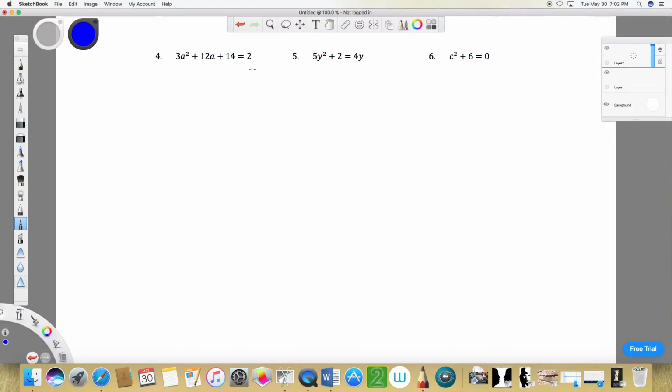It's not in standard form, so that's the first thing we want to do: rewrite this in standard form so that we can identify A, B, and C. Subtract 2 from each side. Now I notice that all of these are divisible by 3, so I'm going to go ahead and divide each one by 3. 3 divided by 3 is 1. 12 divided by 3 is 4. And 0 divided by 3 is 0.